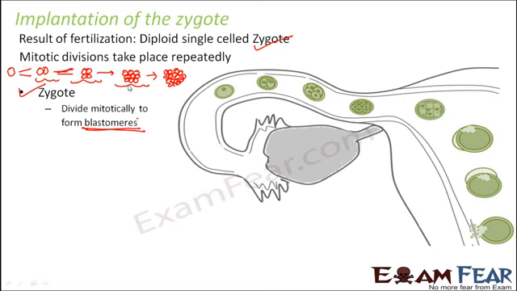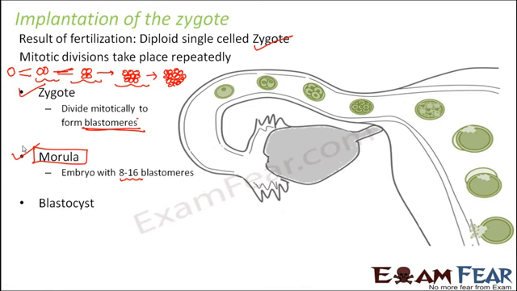So what happened later? These blastomeres with 8 to 16 cells are called a morula. Morula is the name given to an embryo with 8 to 16 blastomeres. A blastomere in itself is a group of cells, so when you have almost 8 to 16 blastomeres, that is a morula. Gradually a morula was formed. The structures inside the morula are all blastomeres, that is, aggregates of cells. And then from the morula the blastocyst was formed.